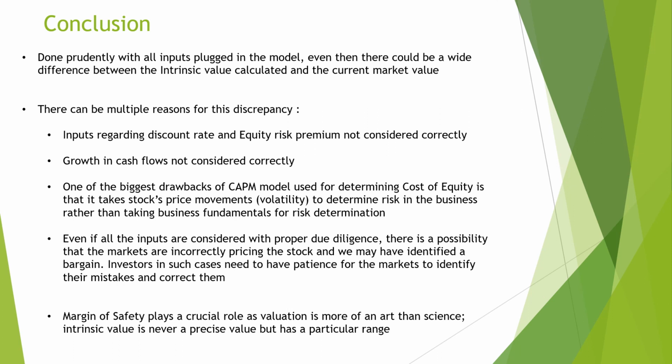And the third point, which is very important in this case, is that one of the biggest drawbacks of the CAPM, the capital asset pricing model, which is used for determining the cost of equity, is that it takes price movements, so the volatility of a stock, to determine the risk in the business. Now, what it tells us is that the higher the volatility of a stock, the higher the risk in that particular business.